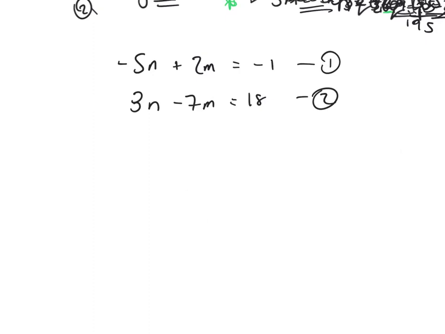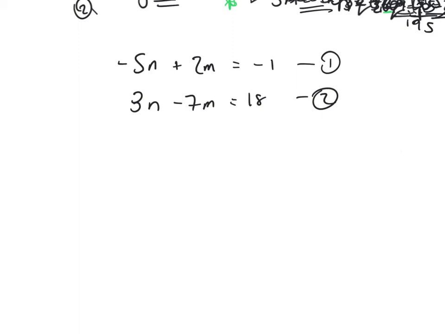Okay, now if I was going to eliminate n's, I would need to bring 5 and 3 up to 15. If I was going to do m's, I'd need to bring 2 and 7 up to 14. It's not really much of a decision to make, just choose one and on you go. So I'm going to this time go for n's.